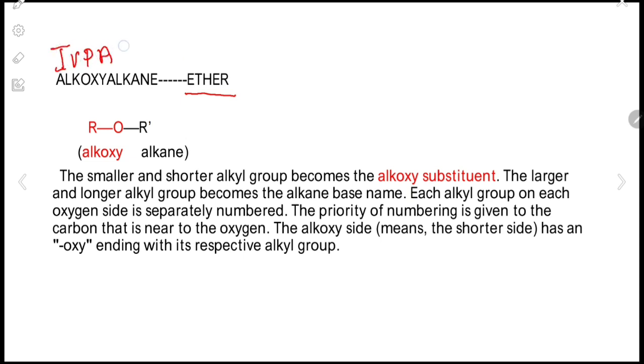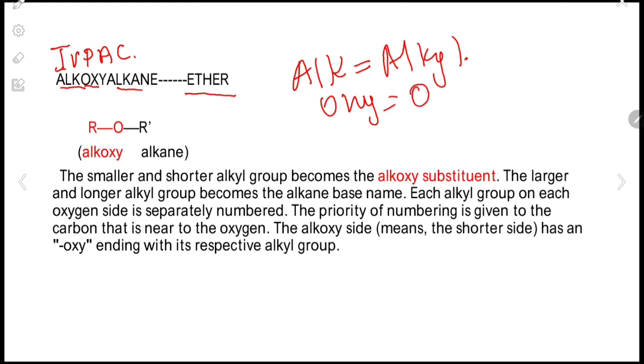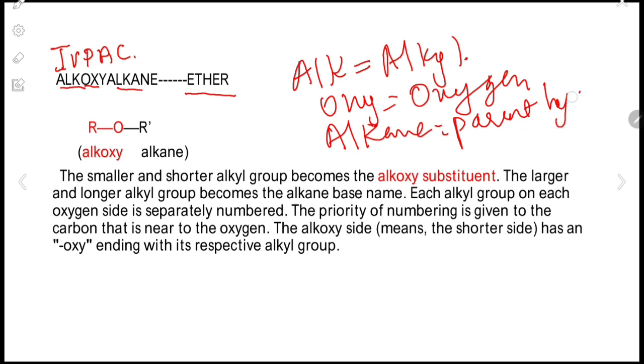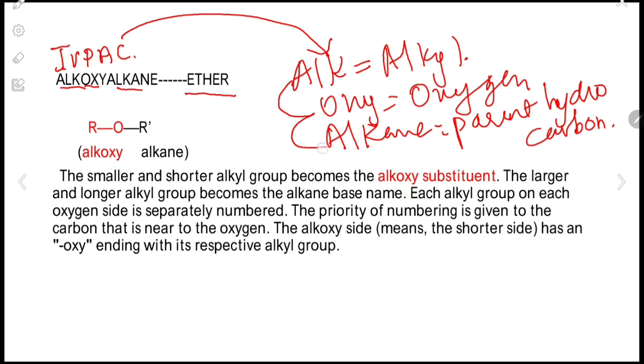So the IUPAC name is given in this format, that is alk, oxy and alkane. Alk stands for alkyl group. Oxy stands for the oxygen which is attached, and alkane stands for the parent hydrocarbon. So we need to keep in mind that whenever you are giving an IUPAC name, it has to be in this format, alkoxy and alkane. I hope this is very clear.